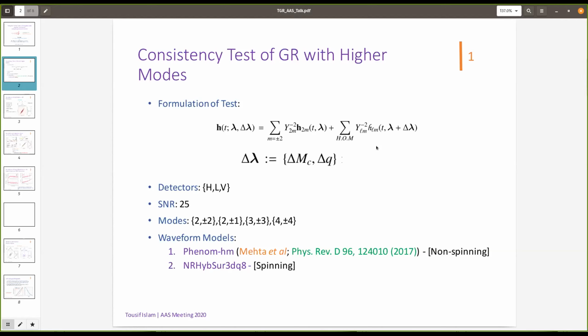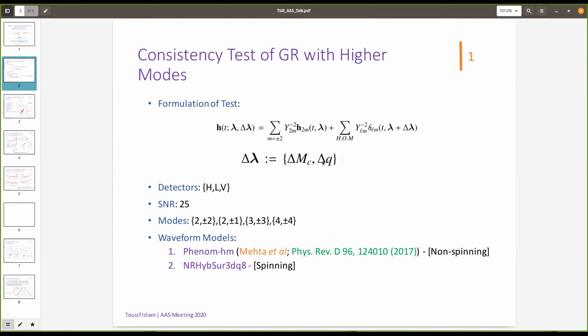Now, del lambda basically consists of two different parameters. One is deviation in the chirp mass, and one is deviation in the mass ratio, denoted del MC and del Q. Now, in general relativity, if we estimate these parameters, then del MC and del Q should ideally be 0.